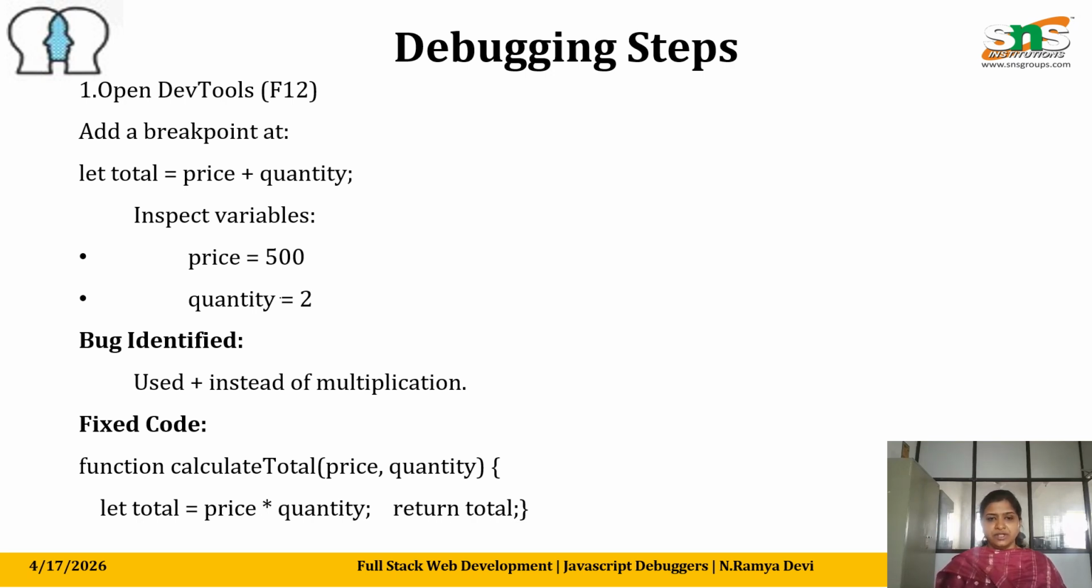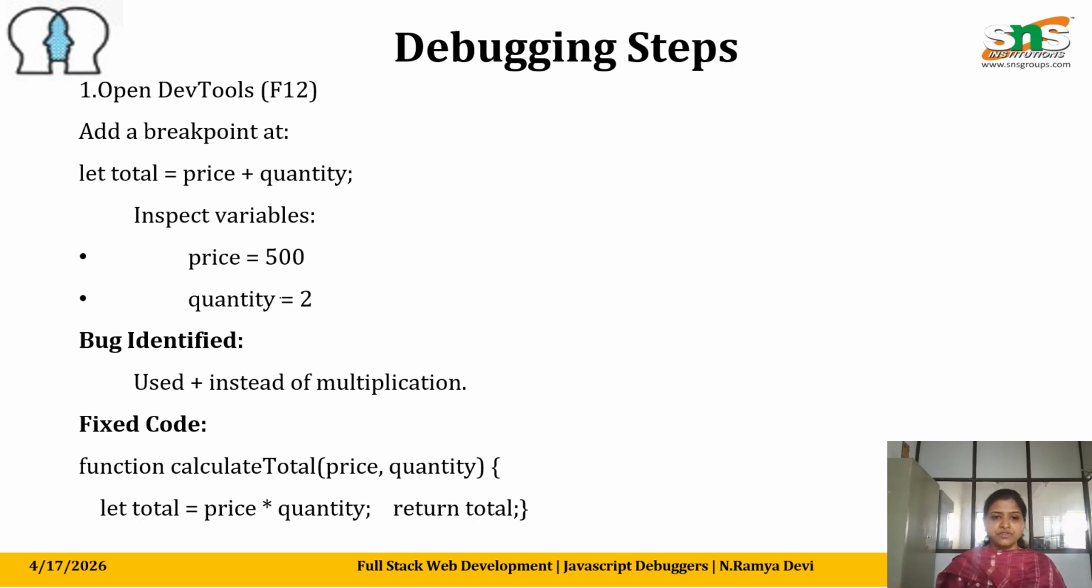Here the bug is identified. Instead of multiplying the price and quantity, it is just adding them. If you are buying two water bottles which cost 50 rupees each, we have to multiply by the quantity. Then only we'll get the expected output. Instead of multiplication, the logic they have used is addition, which is totally wrong.